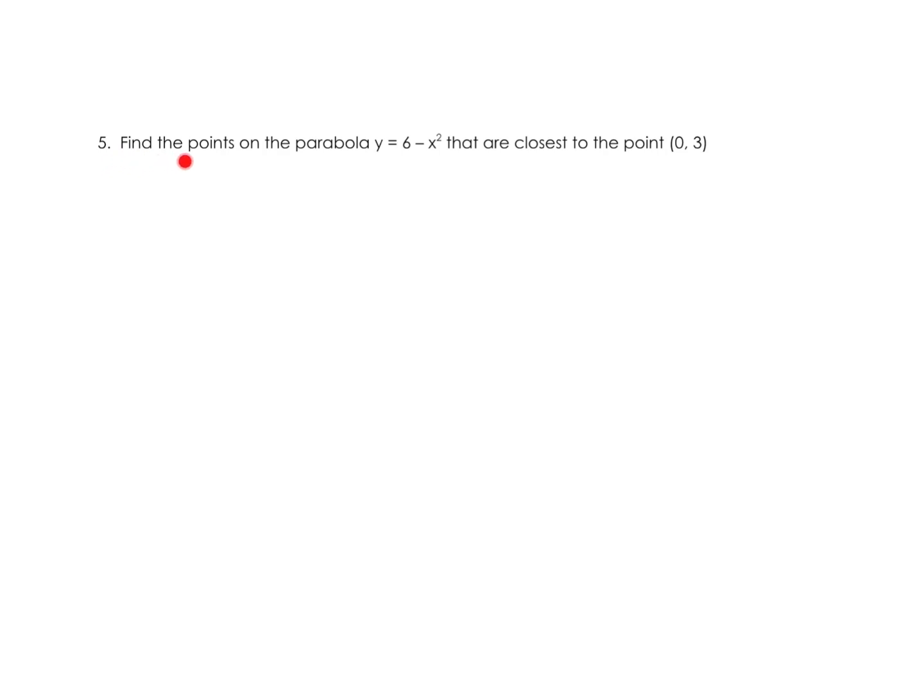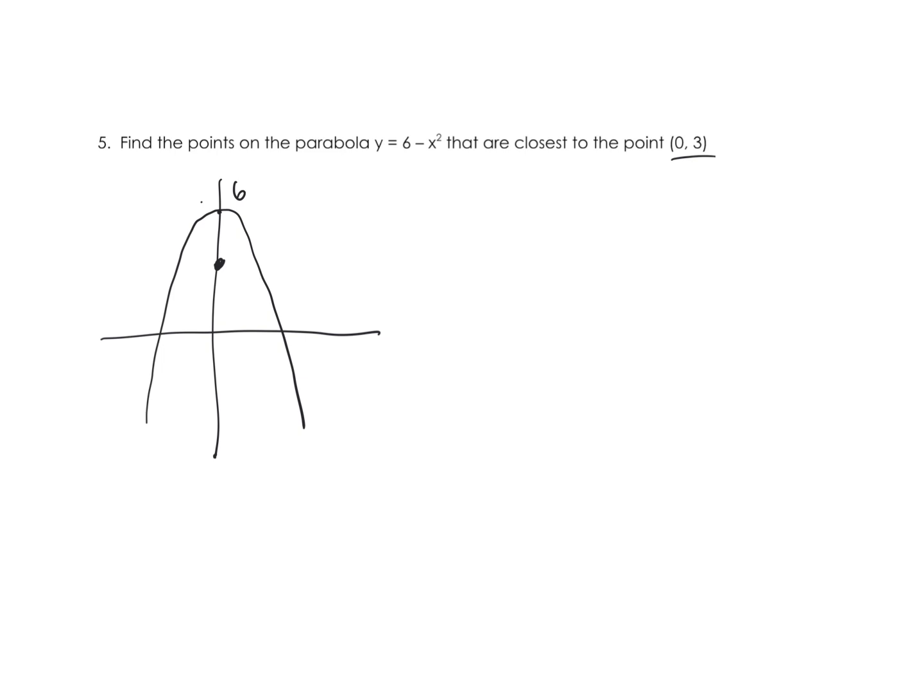Okay, so in this problem, we're finding points on the parabola that are closest to this particular point. So let's get a quick sense of what this looks like. If I have a parabola, it's going to look something like this, where it's this value 6 and it's upside down. It says closest to the point (0, 3). So here is the point (0, 3).